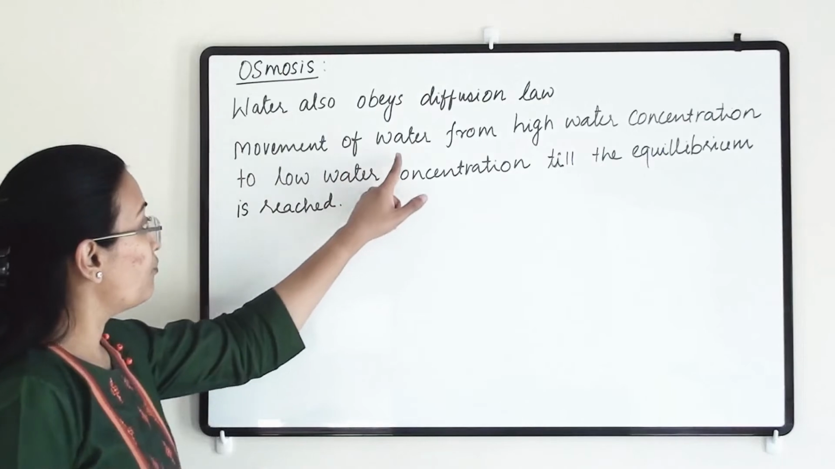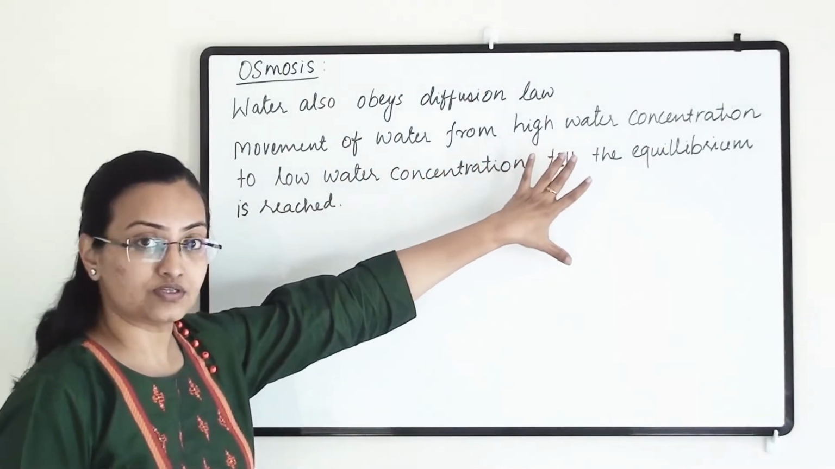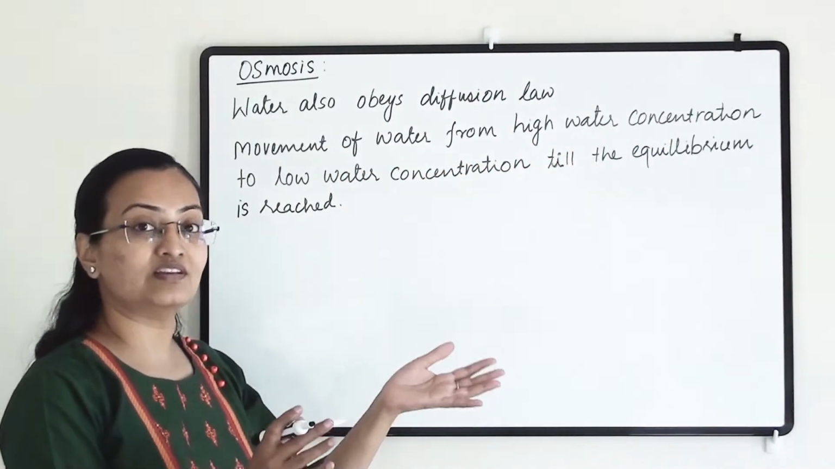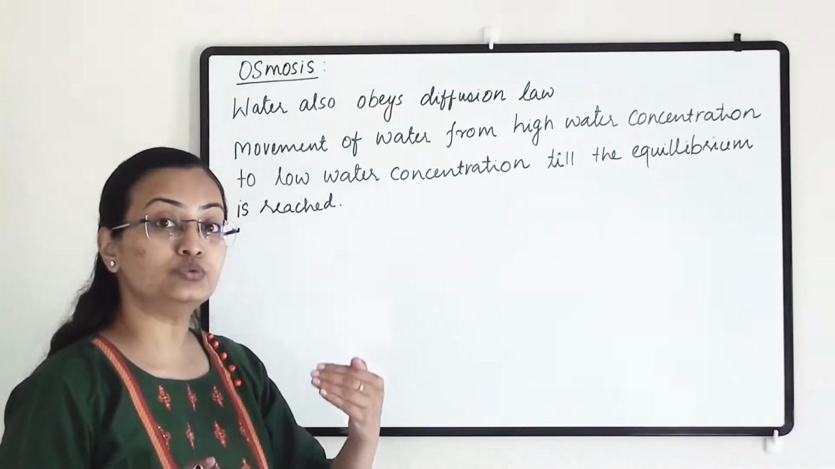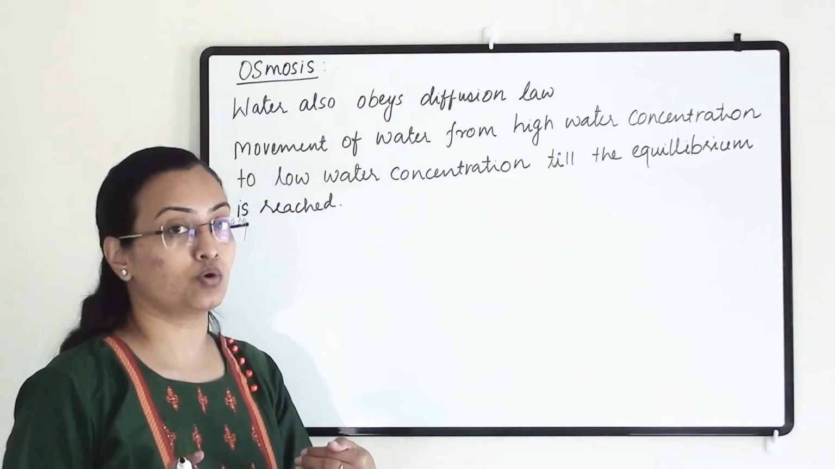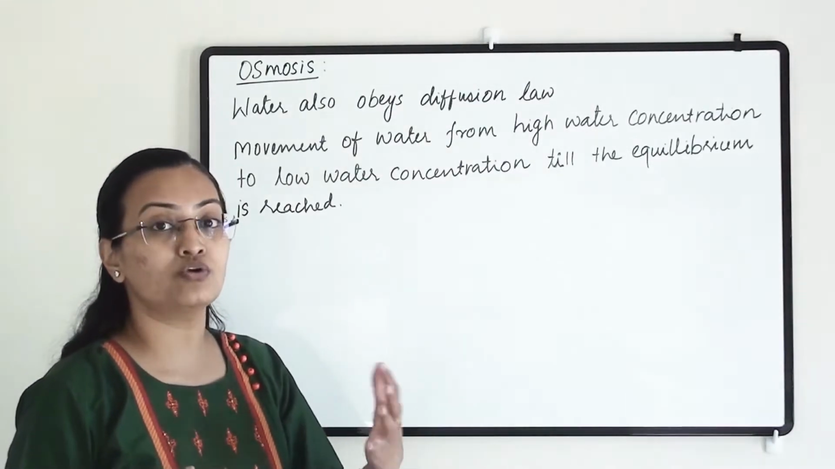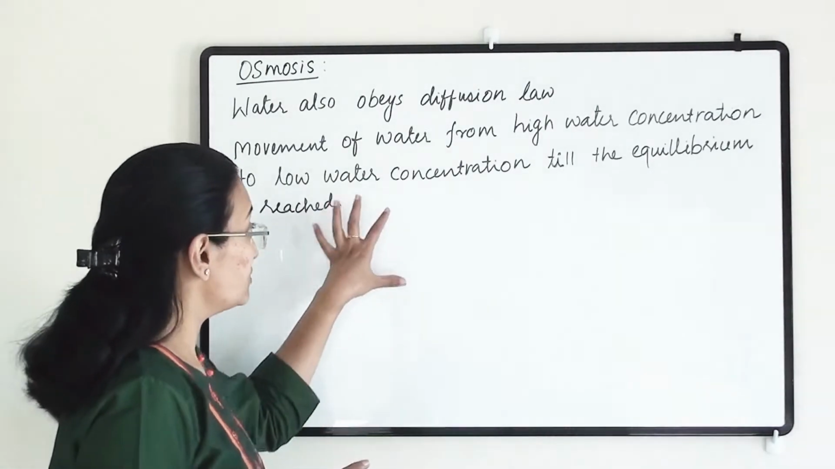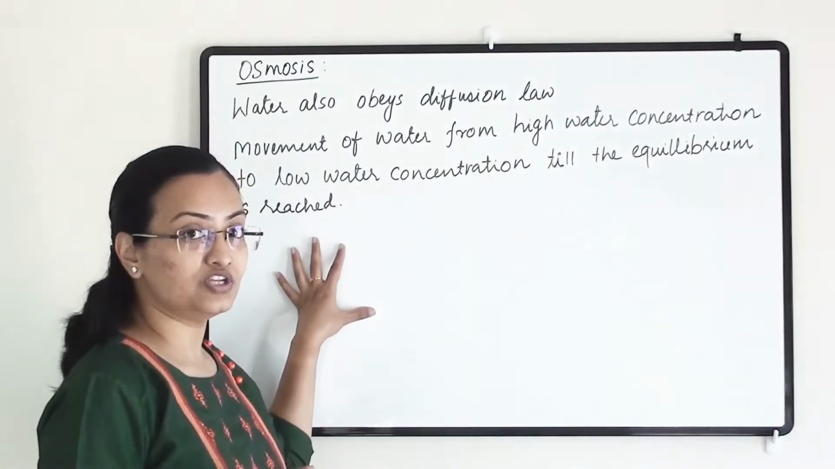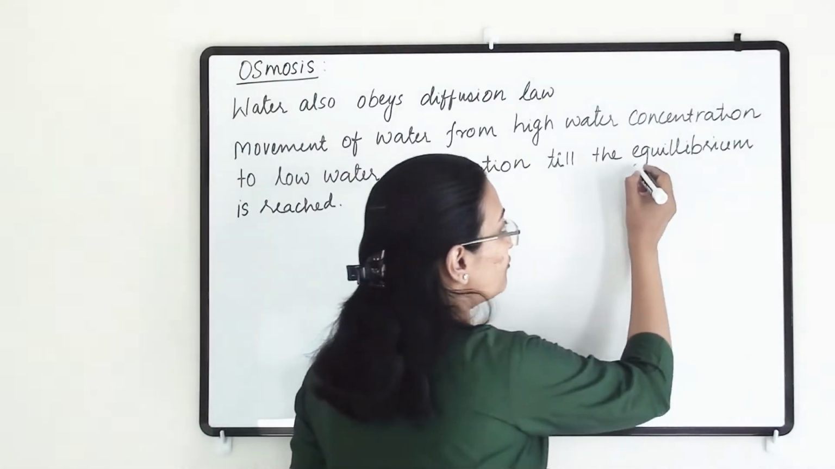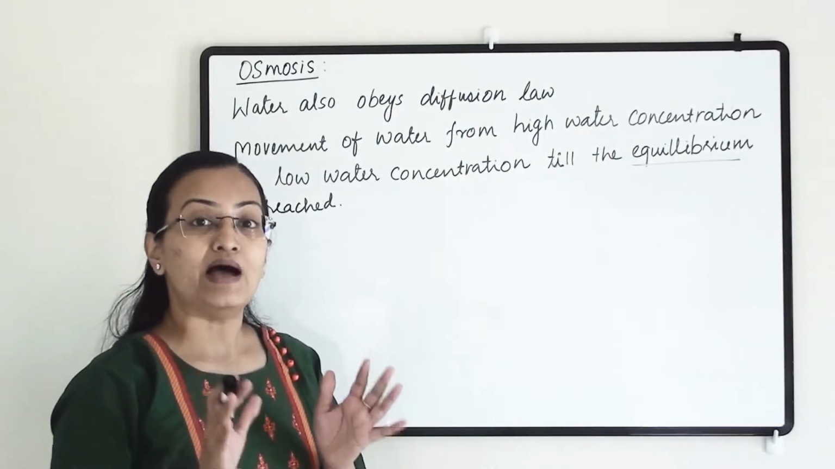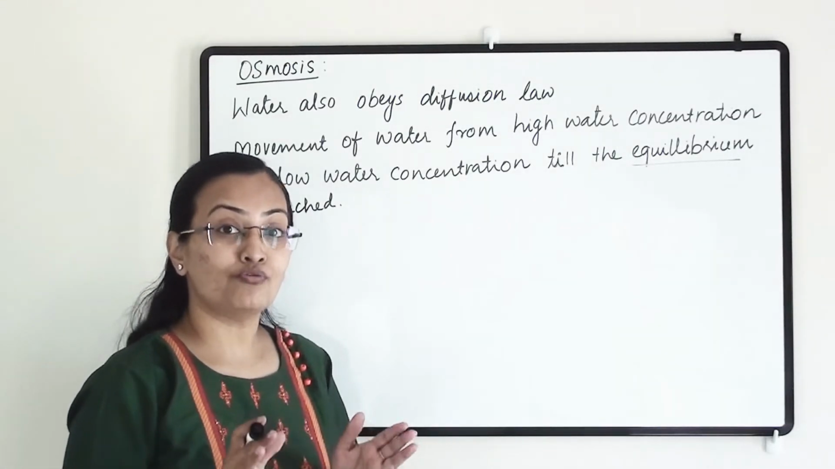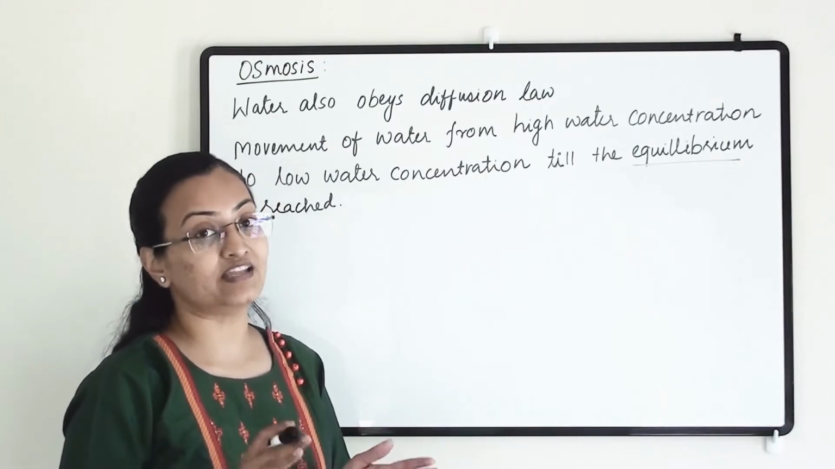So in the movement of water from high water concentration, that means the amount of water is more at that side, the water will come to the side where the water concentration is low. That means the amount of water is less. This continues till equilibrium is reached. Now what is the meaning of equilibrium? Equilibrium means the amount will become balanced. The concentration of water will be balanced at both sides.